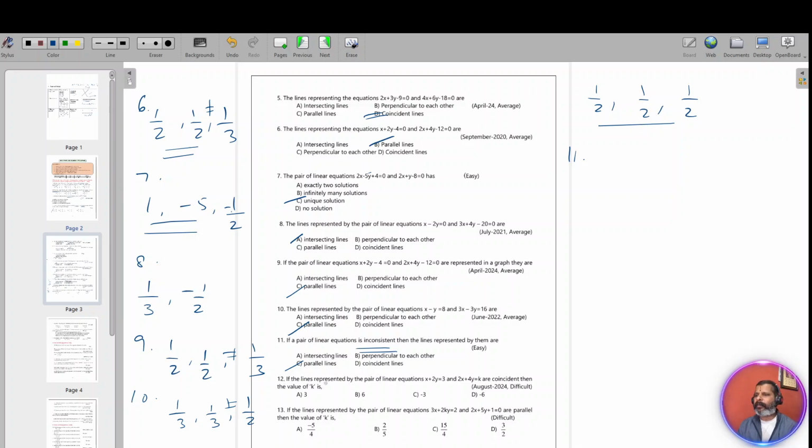12th one. If they're coincident, all ratios should be equal. First take out the ratios. 1 by 2 equal to 2 by 4, which is 1 by 2, equal to 3 by k. So you require the first and third ratios to get the k value. k equals 2 times 3, which is 6. So that is option B. Okay.